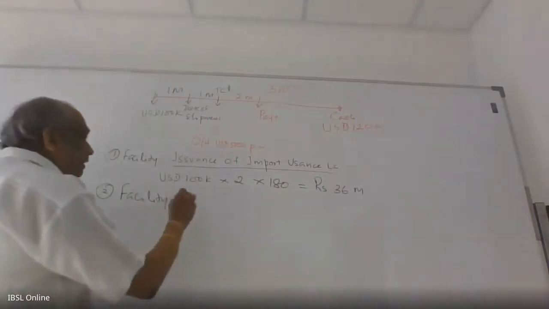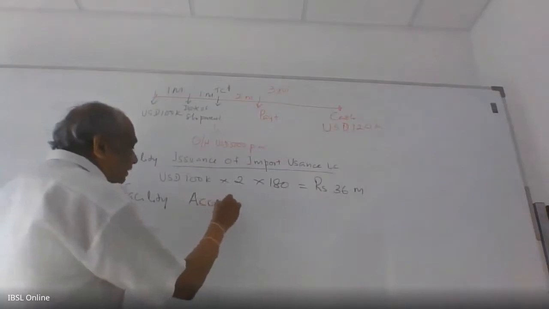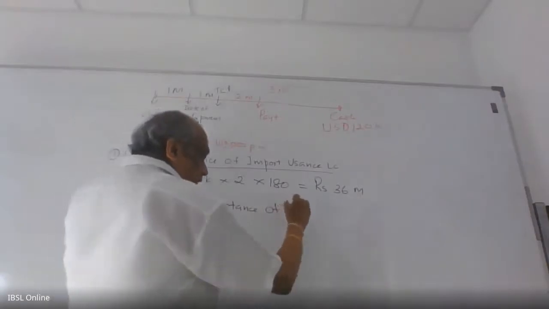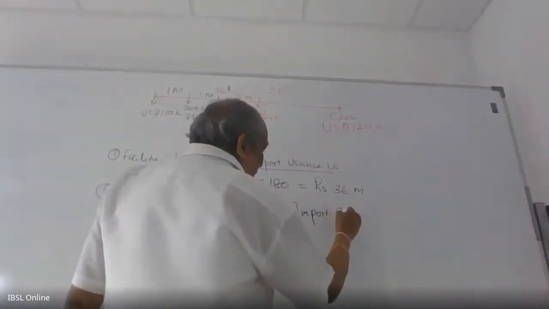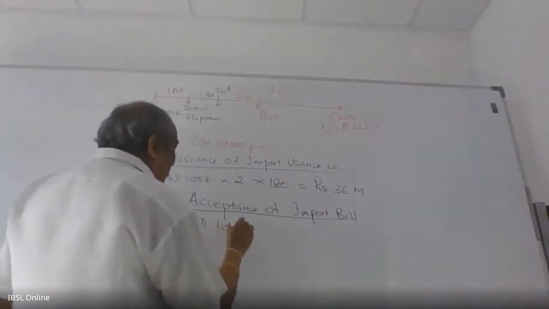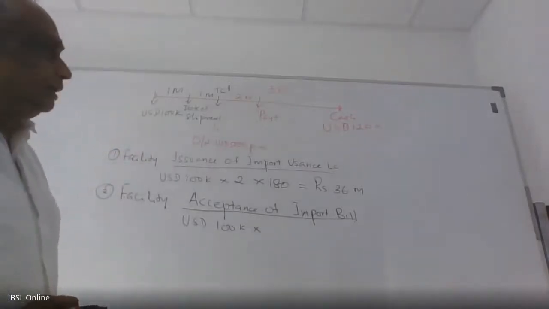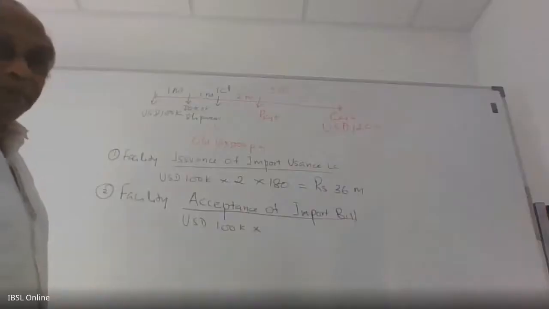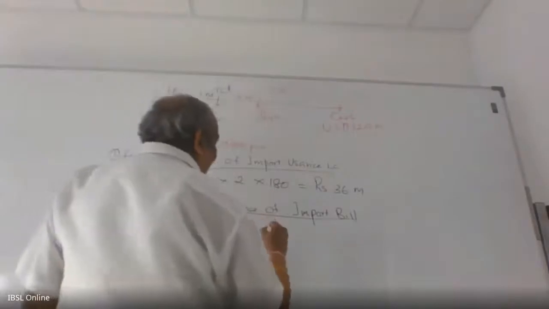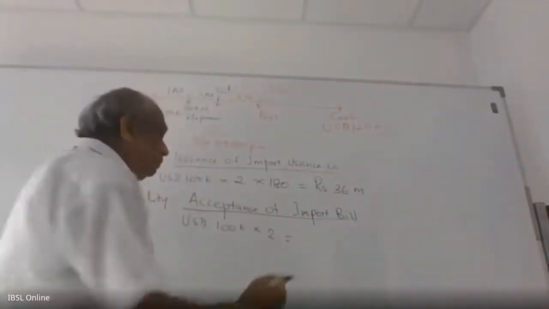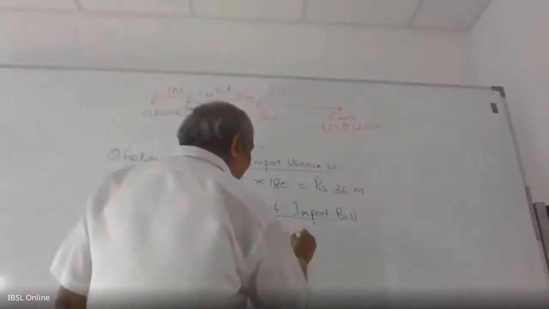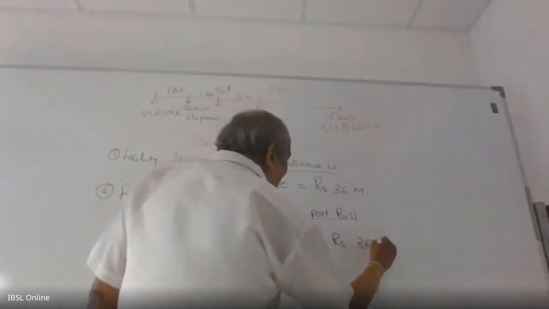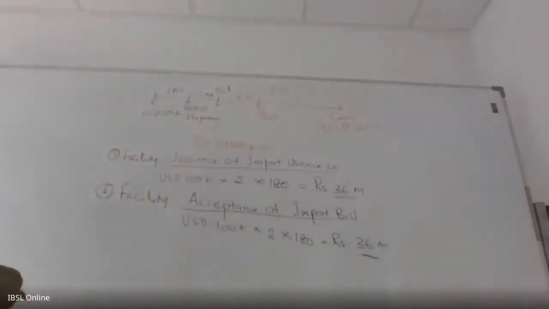Acceptance. What is the second facility? We need to do the acceptance, right, after the goods arrive there? Acceptance of import bill. US dollars 100,000 into here 2. Monthly single import shipment. So what is the lead time? 2, 2 times. Right? Very good. It is 36. Yeah. Right?